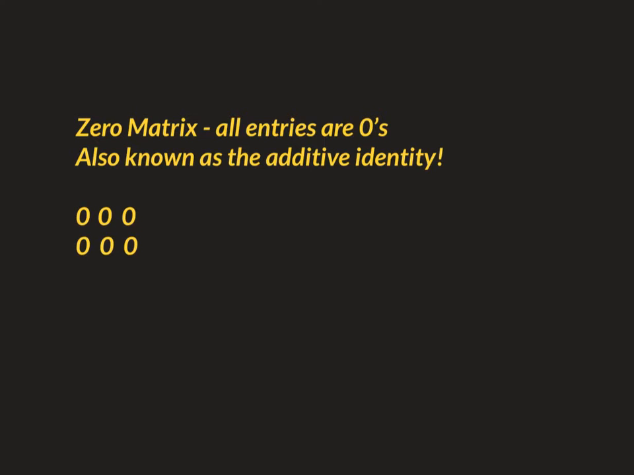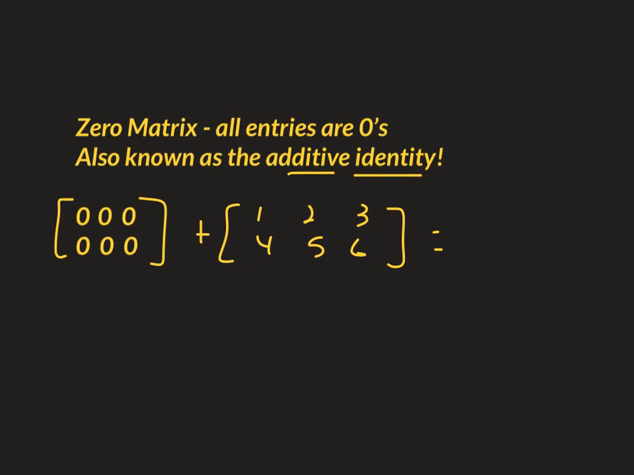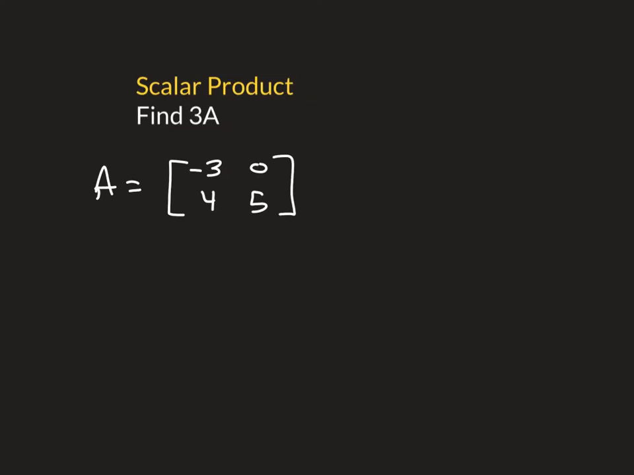There's something called a zero matrix. A zero matrix is when you have all zeros in the whole matrix. That's the only numbers in there. It is known as the additive identity because if you were to add that to another matrix, like if you add to this matrix 1, 2, 3, 4, 5, 6, you would get the matrix 1, 2, 3, 4, 5, 6. You would get the exact same thing. That's why it's called the additive identity. Remember, a zero matrix, all the entries in it are all zeros.